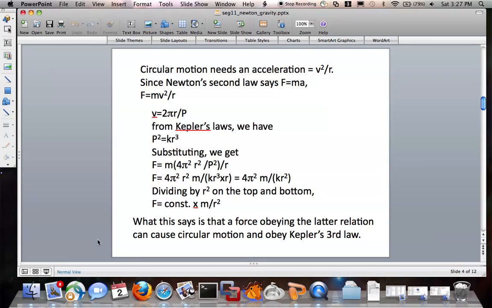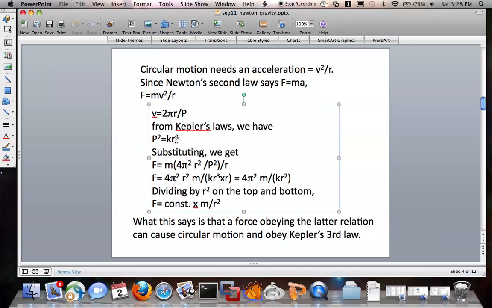Circular motion needs an acceleration, as we've just said, that's proportional to v squared over r. Newton's law says F equals ma, so that the force that's needed to provide an acceleration is equal to the mass times that acceleration. So the force needed to make something go in a circle is m times v squared over r. As we did before, we can write the velocity as the circumference of the circle, 2 pi r, divided by the amount of time it takes to go around the circle, which is the period, p.